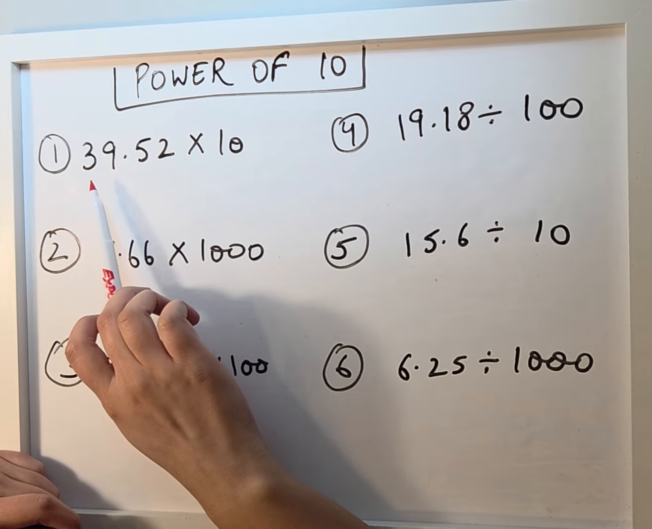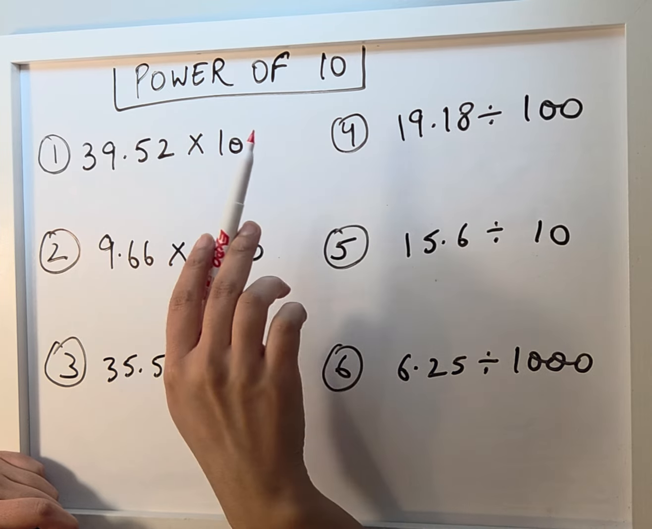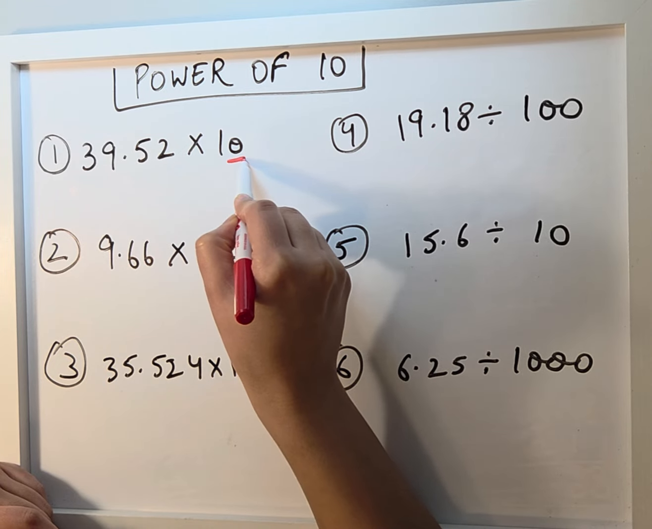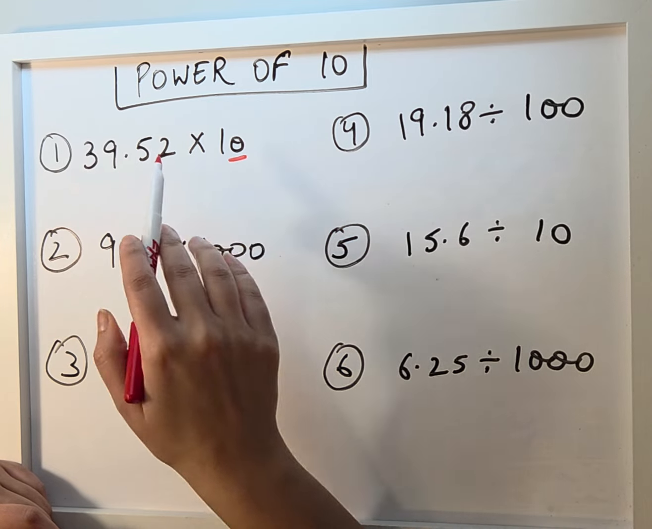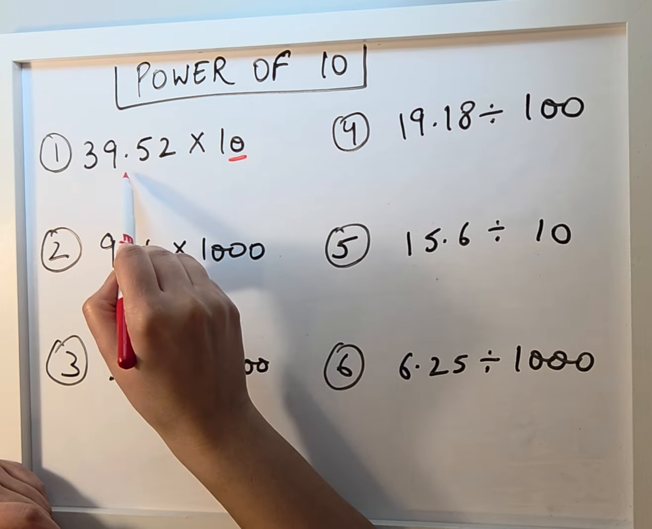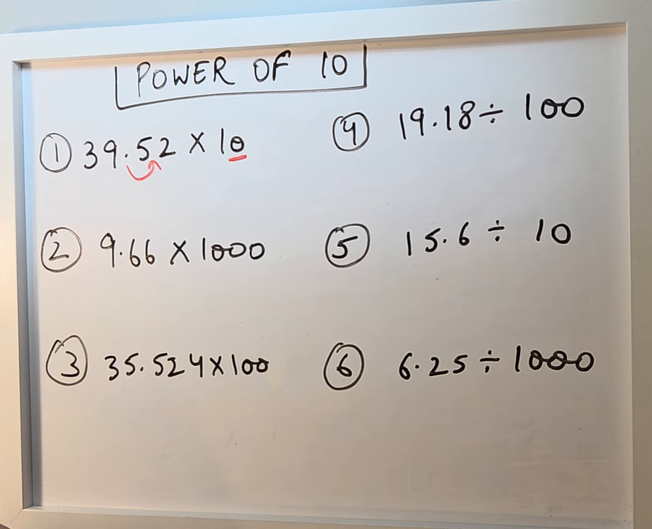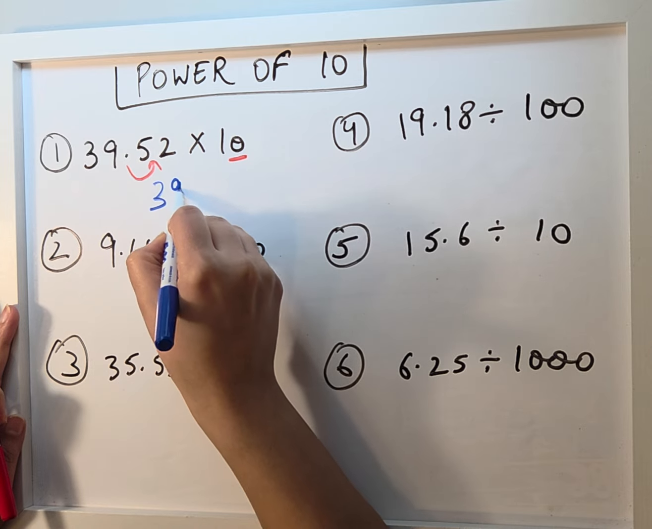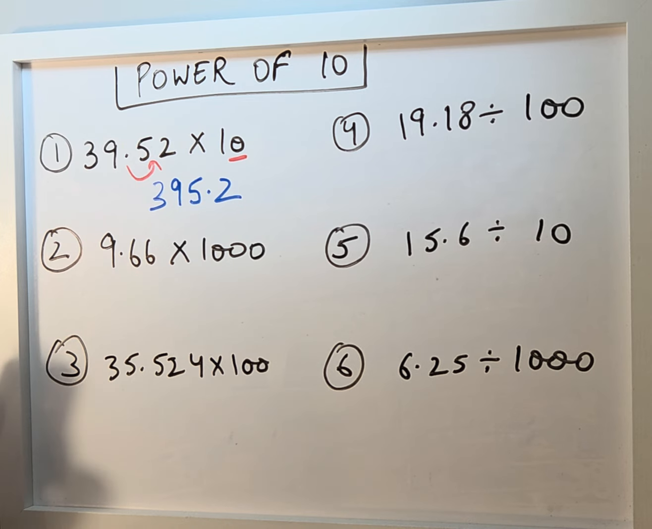First of all, we have 39.5 to multiply by 10. So we need to see how many zeros are there. We just have 1 zero, and we are multiplying, so the decimal will move 1 place to the right. So what do we get? 395.